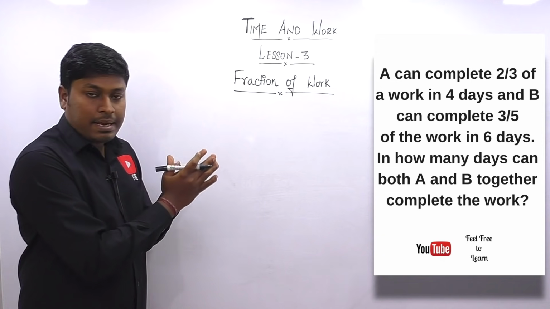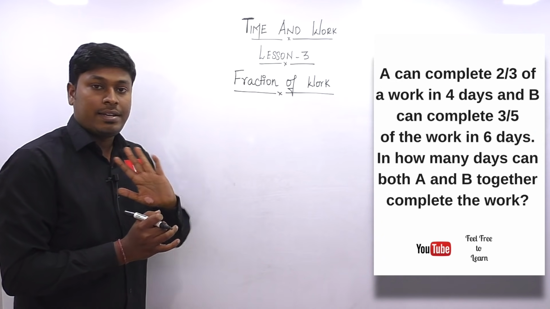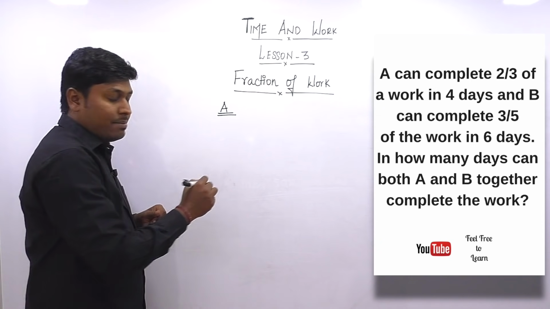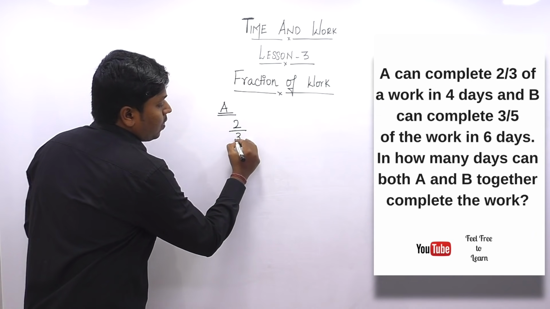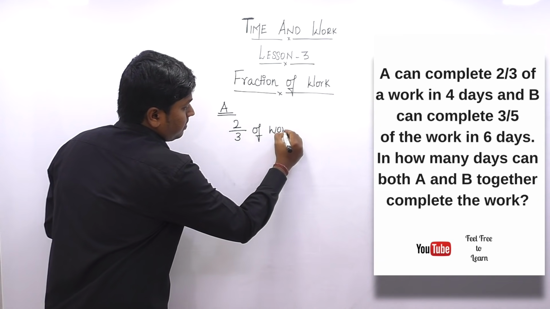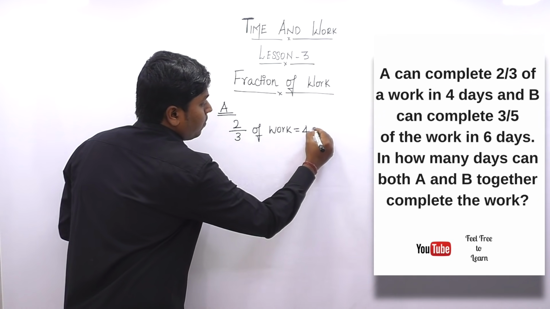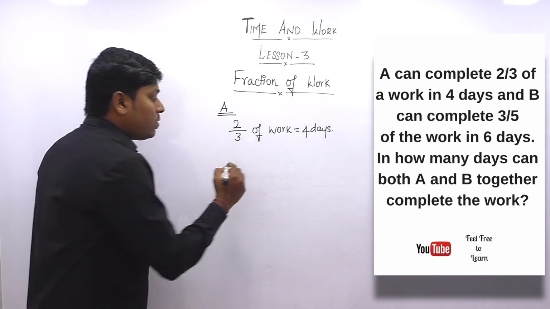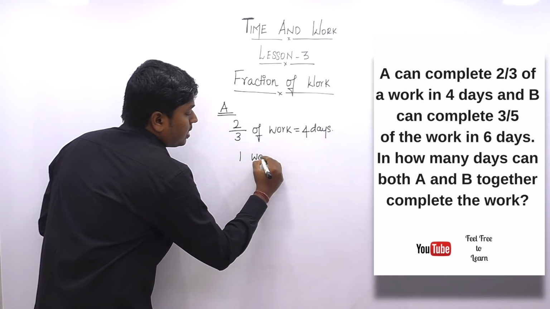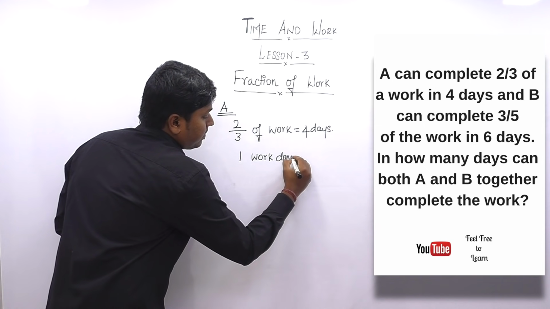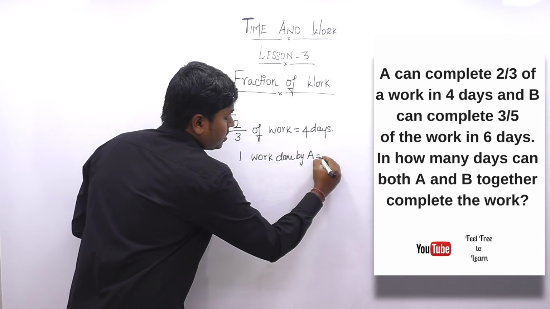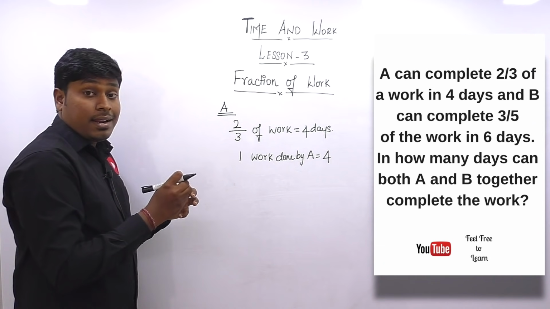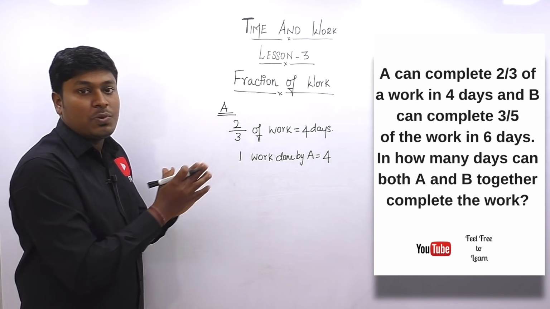A can complete 2/3 of a work in 4 days. Listen carefully. First of all, they are talking about the person A. So A completes 2/3 of the work in how many days? He took 4 days to complete 2/3 of the work. Just now I have told you how to find one work done by A. Actually he is doing 2/3 of the work in 4 days, but our target is to find A alone, how many days he takes to complete the work.